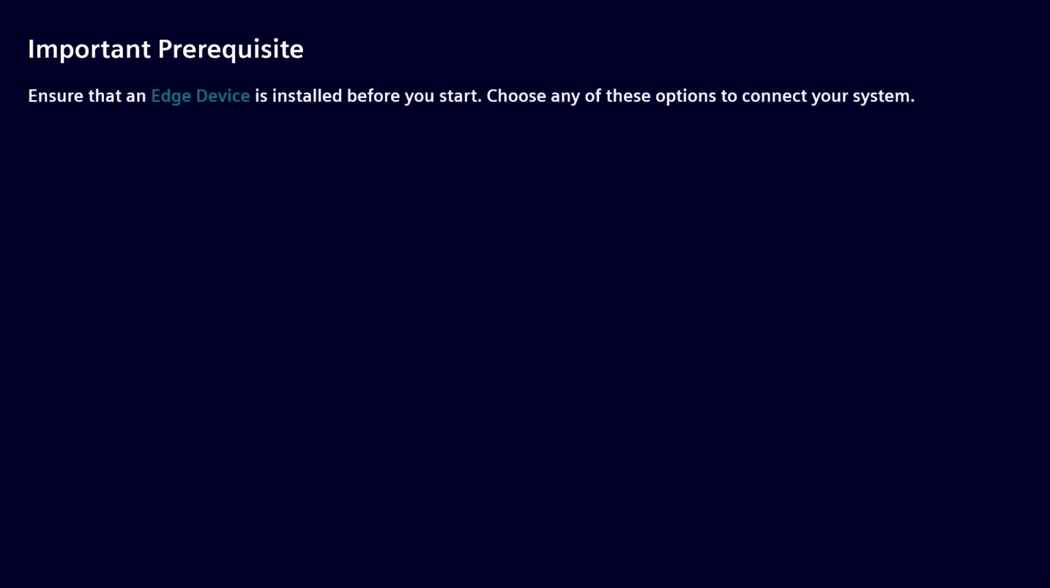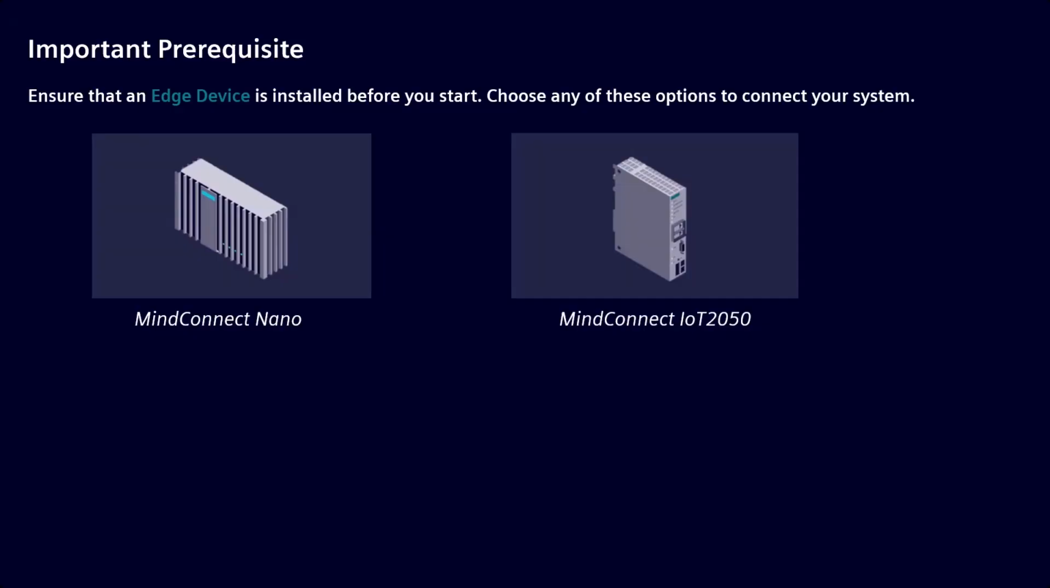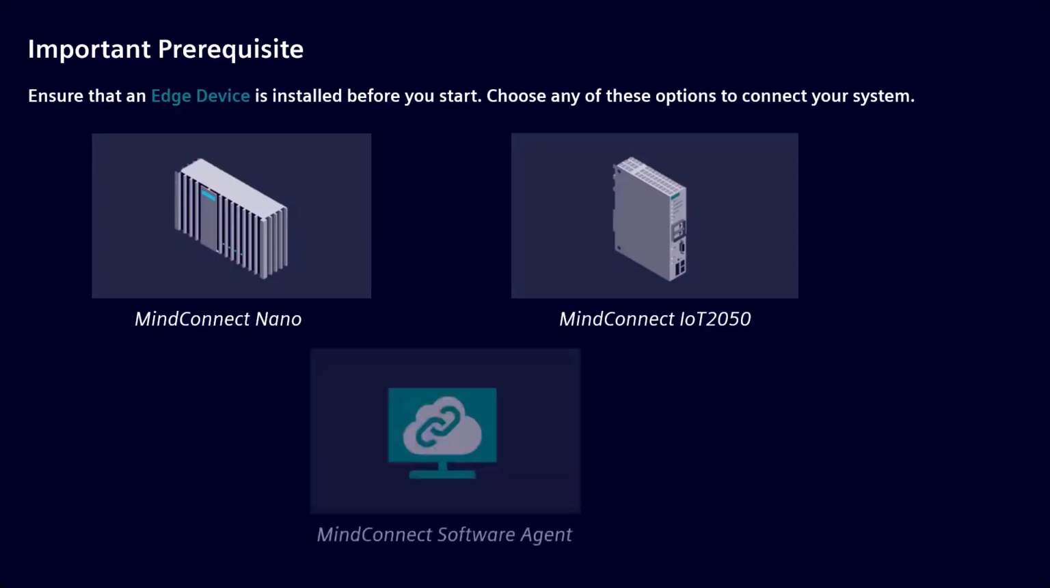An important prerequisite for being able to use Insights Hub Edge Analytics is that an edge device, in our case an Insights Hub Gateway, is already installed on-site at the machine. This can be a hardware version, such as a MindConnect Nano or MindConnect IoT 2050 or similar, or a software version of the gateway, such as the MindConnect software agent, which can be installed on existing hardware. If this is available, Insights Hub Edge Analytics can be used.